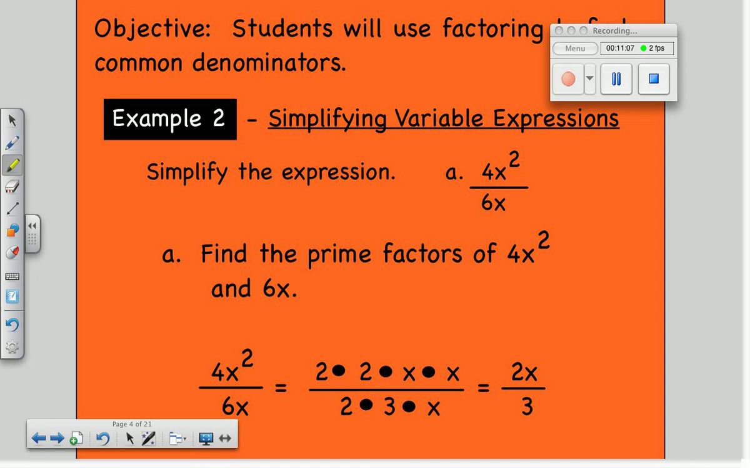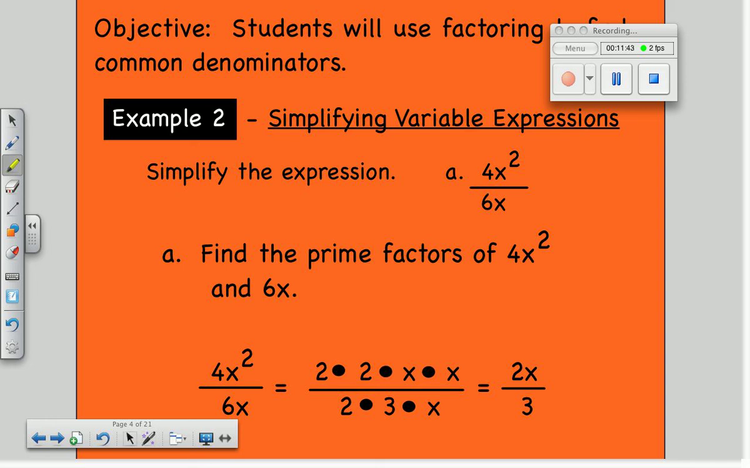Example 2, simplifying variable expressions. So what happens when we add a variable to it? 4x squared over 6x. Remember, that means 4 times x squared over 6 times x. I'm going to use the prime factor method here, although you do not have to use that method. So whatever method you wrote down in example 1, use that method here also. And I will show you what I mean.